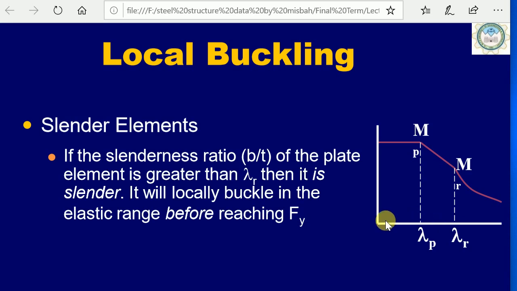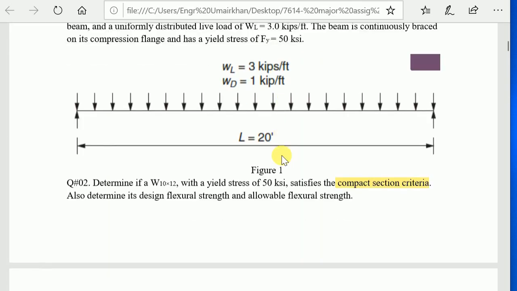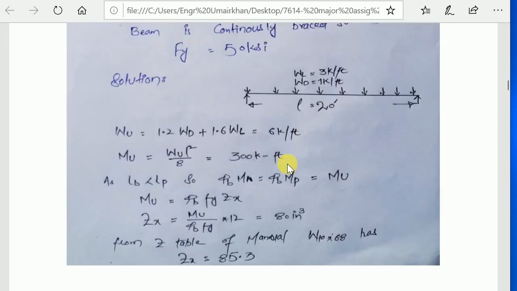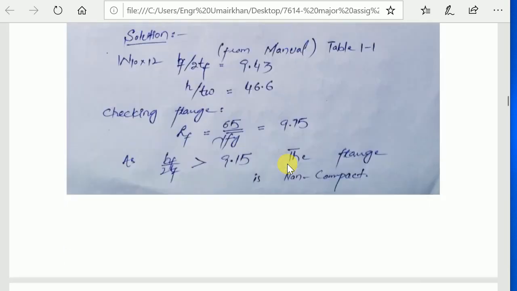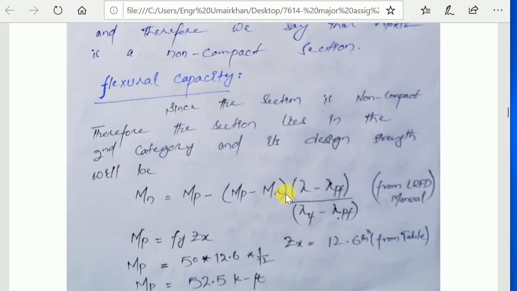Now, if your lambda lies in between these two, this means your section is not developing its plastic moment. The section will not be a compact section, it will be a non-compact section, and its strength lies in between MP and MR. Then we have to calculate by a formula, and that formula, let me show you. This formula we use in the second zone, that is the second category of beam, and we calculate the strength capacity of that section by this formula.